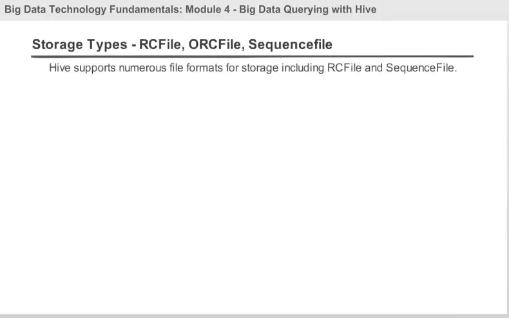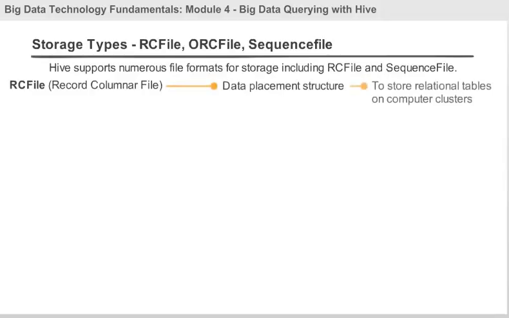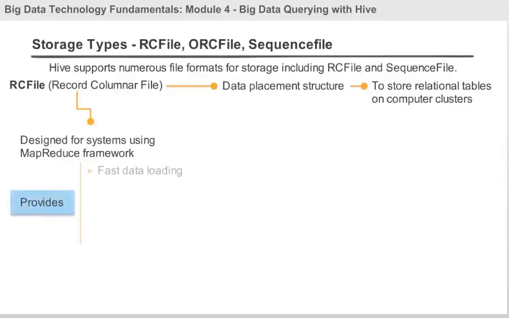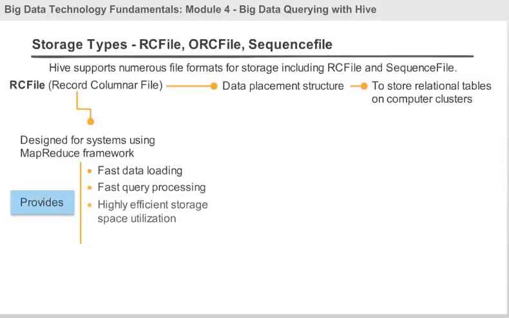Hive supports numerous file formats for storage, including RC file and sequence file. RC file, or record columnar file, is a data placement structure that determines how to store relational tables on computer clusters. It is designed for systems using the MapReduce framework. It provides fast data loading, fast query processing, highly efficient storage space utilization, and adaptivity to dynamic data access patterns.